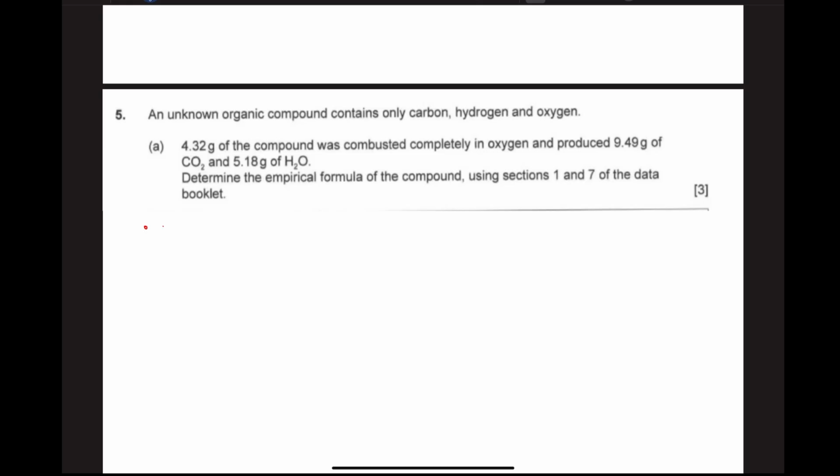For this, I'll find the moles of CO2 and moles of H2O. Moles of CO2 will be 9.49 divided by 12 plus 2 times 16, and that will be 0.216. And then moles of H2O would be 5.18 divided by 2 plus 16, which gives you 0.288.